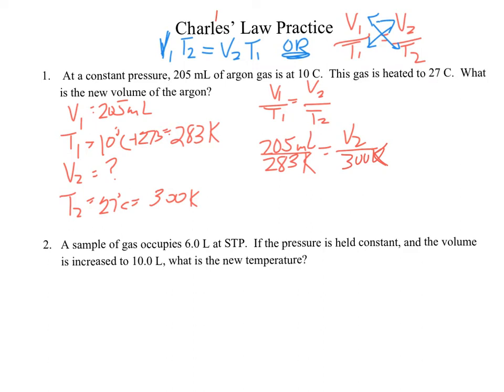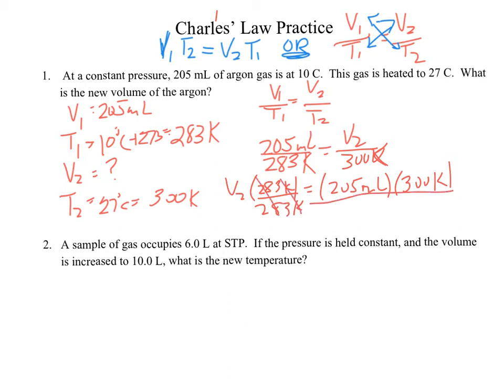So to solve this, I just cross multiply, and I have V2 times 283 K, and that is going to be equal to my 205 milliliters times 300 K. So then I have to get the V2 by itself, so I'm going to divide this side by 283 K. That makes this 1. Whatever I do to one side, I got to do the other side. There's my 283 K over here. K cancels K.